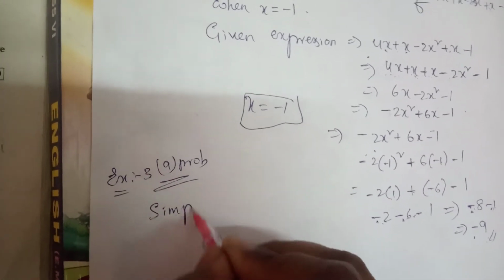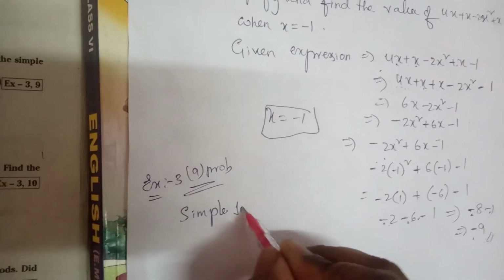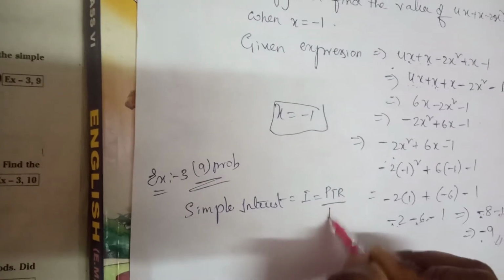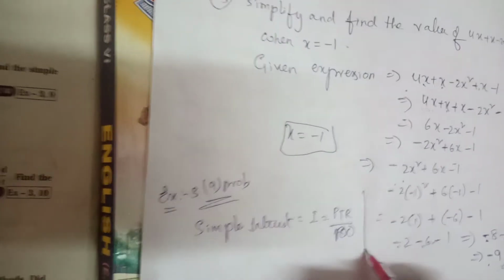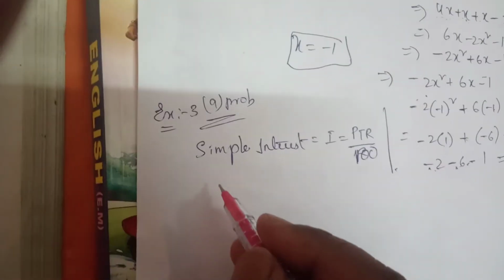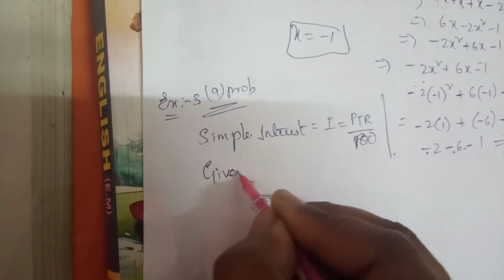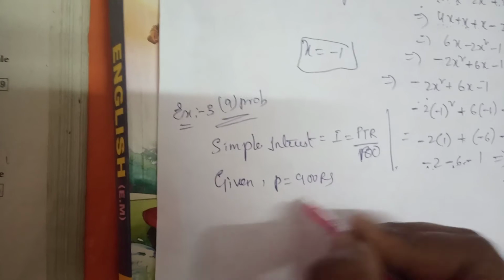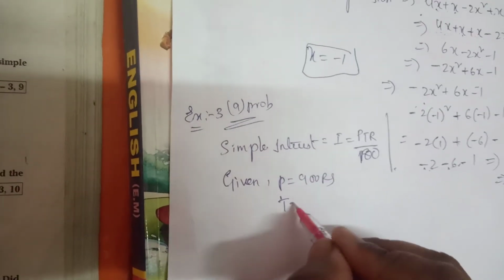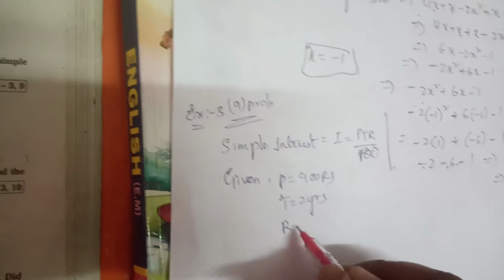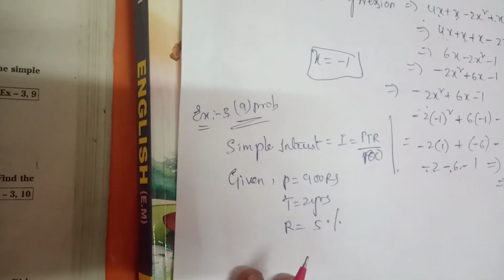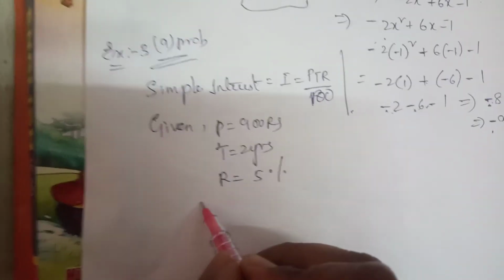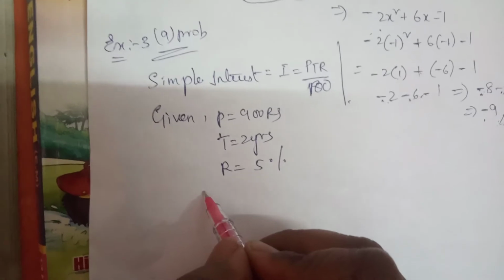What is the simple interest formula? I equals PTR by 100. So what are the given values? P equals 900 rupees, T equals 2 years, R equals 5%. The given values are these, and from this we are going to find the value of simple interest.